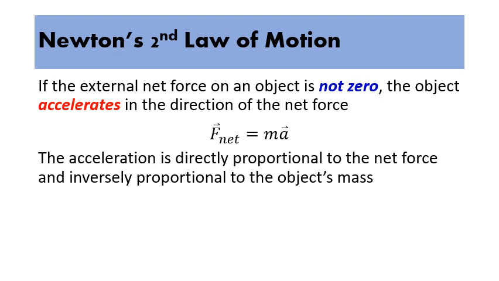Furthermore, the acceleration is directly proportional to the net force and inversely proportional to the object's mass. This can be seen by solving F equals ma for a. We see that the mass is in the denominator, so the bigger the mass of an object, the smaller will be its acceleration when you apply a force to it. We'll see this in a later example.